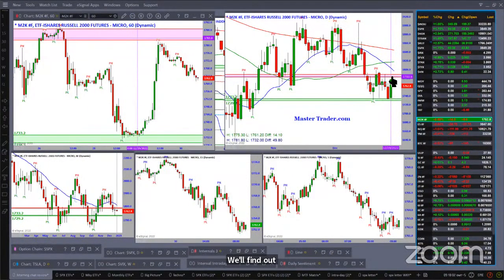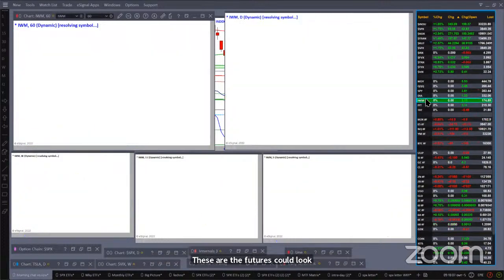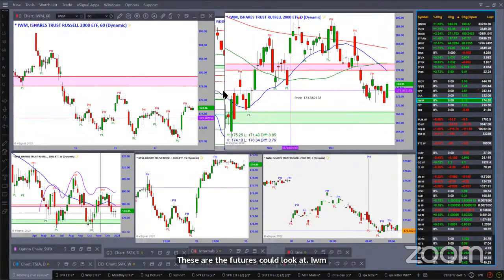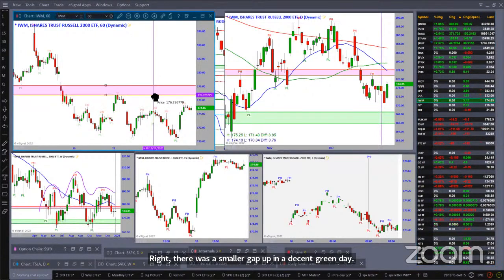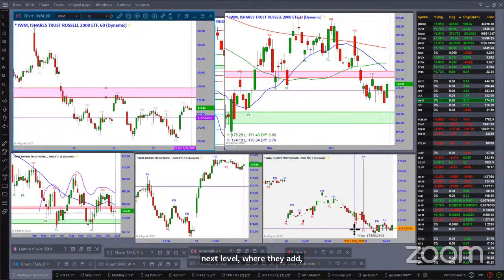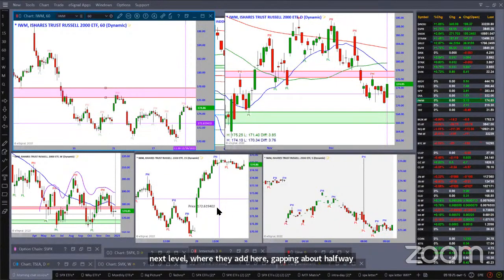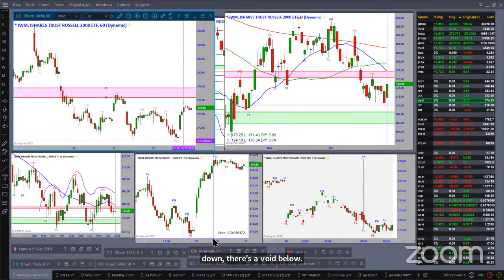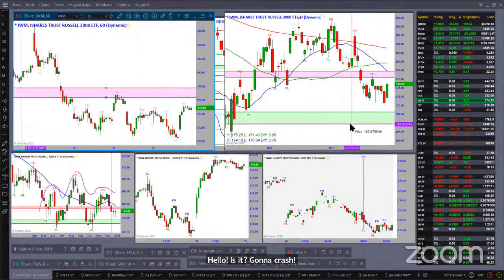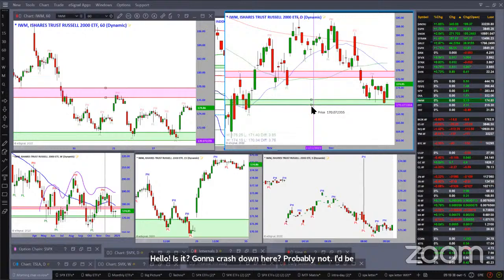Russell had the big green day yesterday. These are the futures. You could look at IWM. There was a smaller gap up, but a decent green day. It closed above those pivots, but couldn't get into the next level. Where are they at here? Gapping about halfway down. There's a void below, so maybe it can keep moving lower. The charts support it. How low? Is it going to crash down here? Probably not. If it goes down to the bottom of the trading range, that's probably about as far as it's going to get.